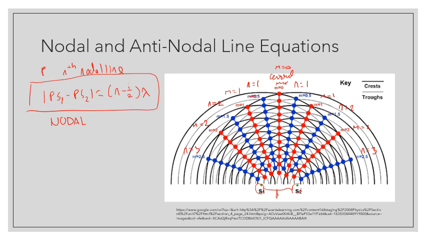For antinodal lines, there's a similar equation: the absolute value of P(S1) minus P(S2) is equal to m, the antinodal number, times the wavelength. Let's say we have a point here, and this is on a nodal line. P(S1) would be this distance, while P(S2) would be this distance. We'll go over an example of this on the next slide.